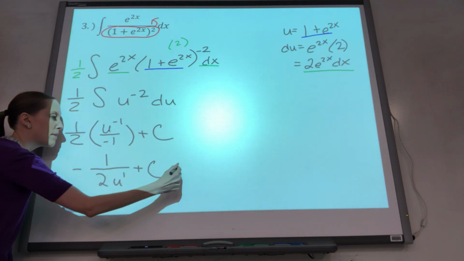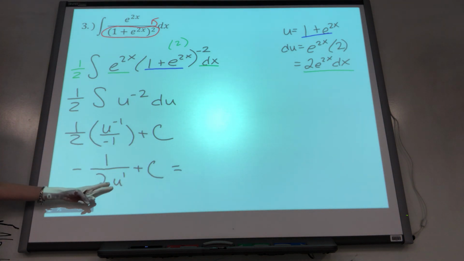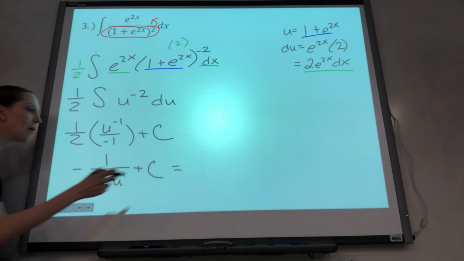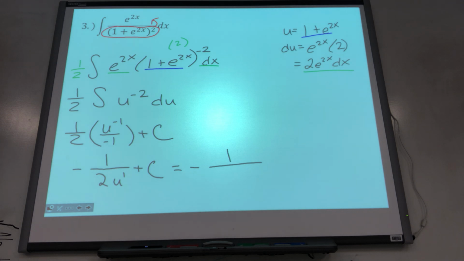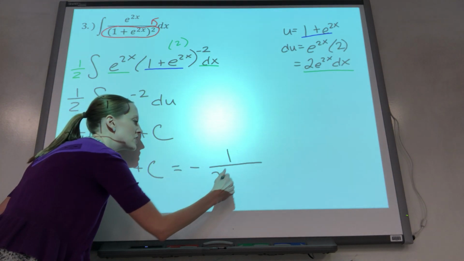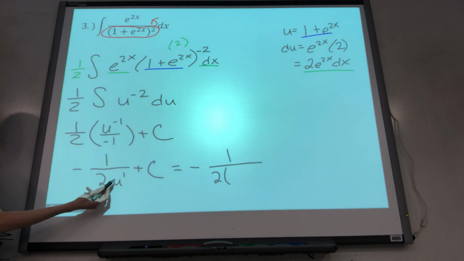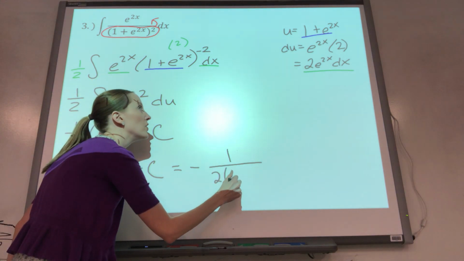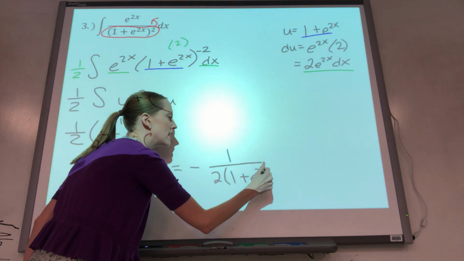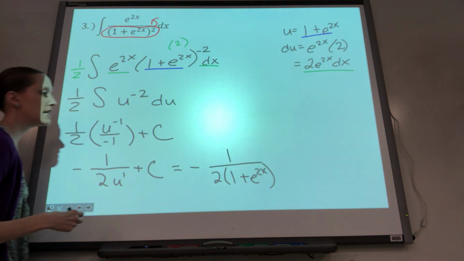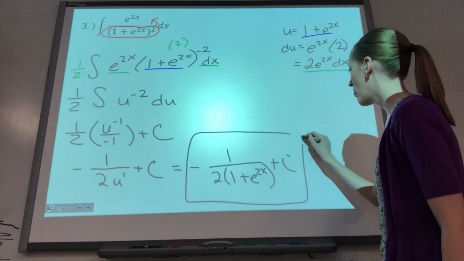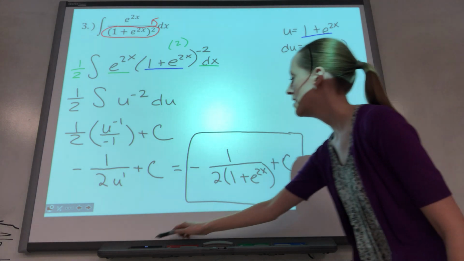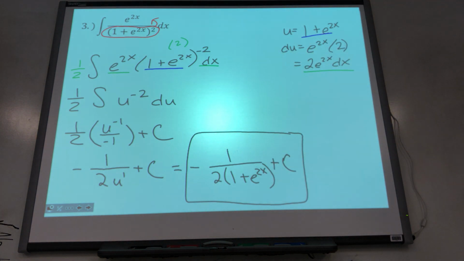I'm going to show a step here. That goes to the bottom and becomes u to the positive first. So by the time I plug back in what u was, I have to take 2 times u on bottom. So 2 times the quantity 1 plus e to the 2x, and then plus c. That would be our answer for number 3.